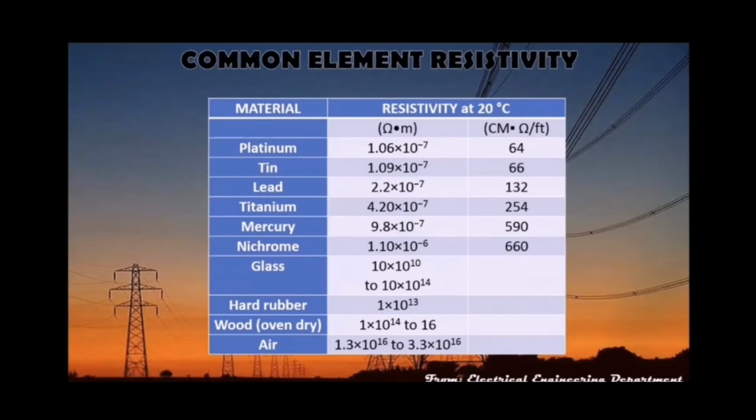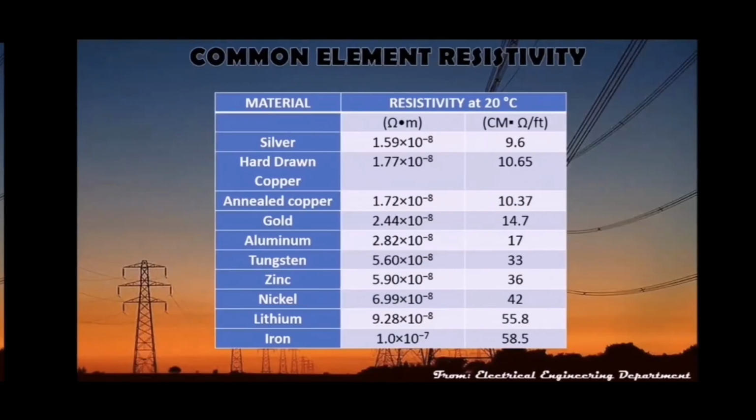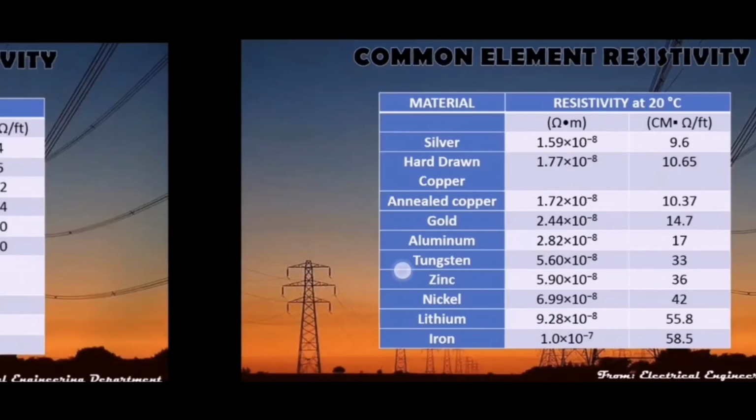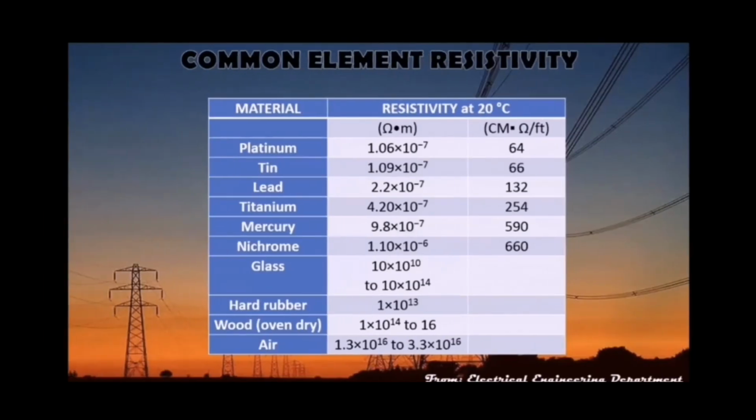Isipin natin, ultimo pala yung dito sa dulo. Isa-isahin nga natin to, mas maganda. Aluminum, tungsten, zinc, nickel, lithium, iron, platinum, tin, lead, titanium, mercury, nichrome, glass. Ultimo pala glass. Pwedeng daluyan kaso medyo malabo na yun. Maliit na lang na resistivity, napakataas na niya. Pati yung hard rubber, pati yung wood oven dry, pati nga yung hangin pwede.